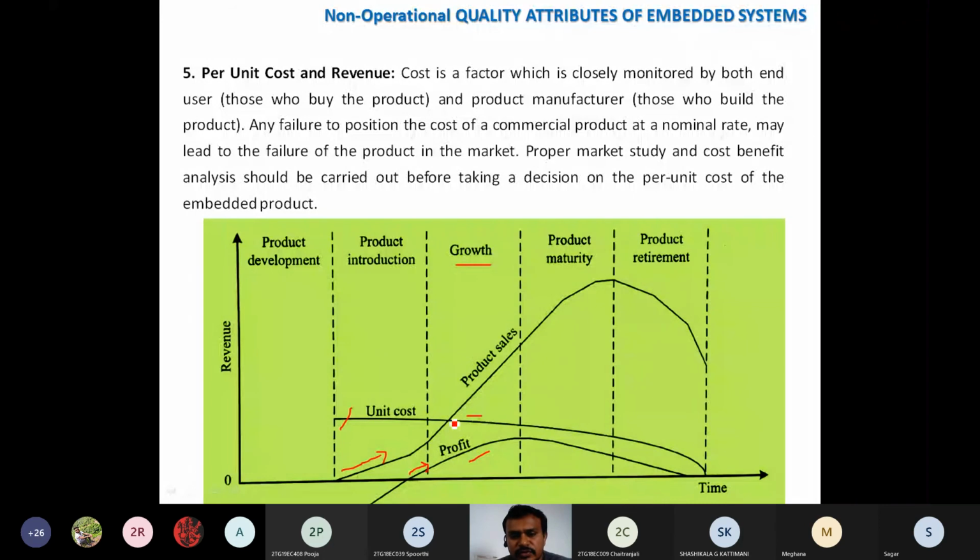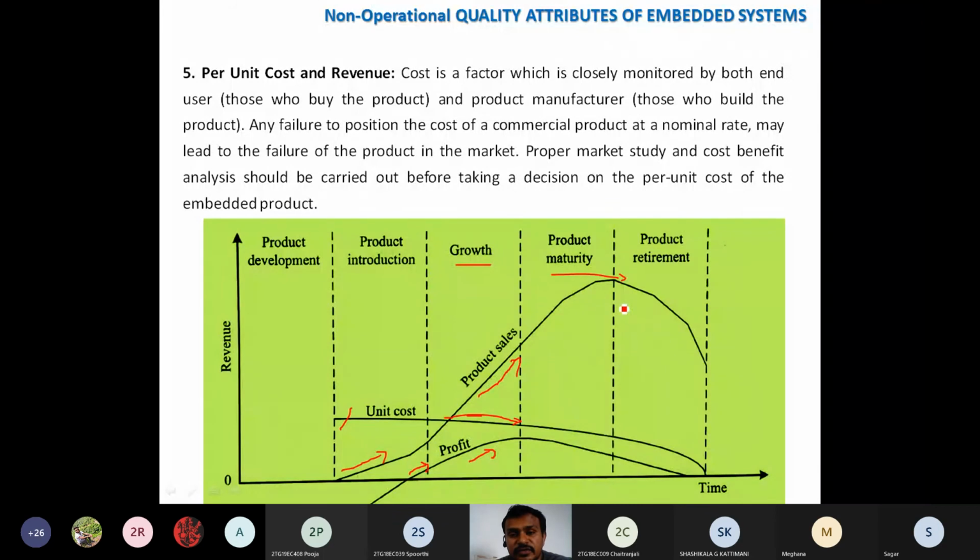Okay, so in the graph you are going to observe that the unit cost slowly decreases as there is growth in the product sale, and obviously there is growth in the profit also. It is for a specific time period. It is not like it goes on forever. The growth is going to have its own time period. After that, the product reaches its maturity. The peak of sales will arrive. Okay, after that, there are no more sales of that new model car.